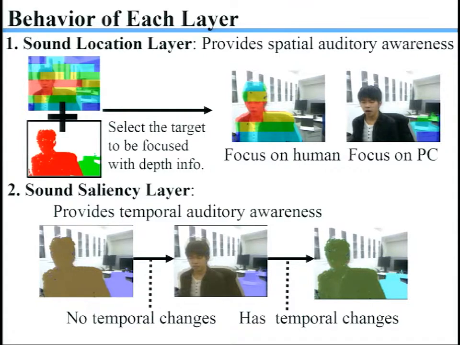Next, in the sound saliency layer, from the left image to the center, if there are no temporal changes, the color becomes thin. On the contrary, from the center image to the right, if there are temporal changes, the color is emphasized. With those additional layers, the user can flexibly select the sound source target and can intuitively observe the target behavior.